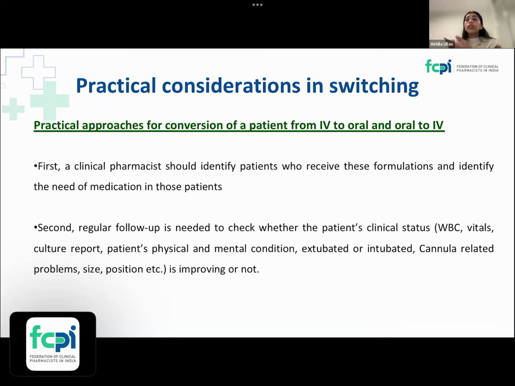And it is better to have a follow-up chart with you. So every day you can monitor the patient, note the condition and what improvements are going on, what other things you can do, what interventions you can do. So it is better to have a flowchart like that for each patient.